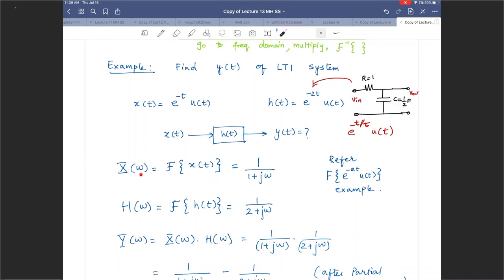What is the Fourier transform of the input? Use the standard property. We had e to the minus alpha t u of t. The result for that was what? 1 divided by alpha plus j omega, with real part of alpha greater than 0. So we have used that particular standard property here.